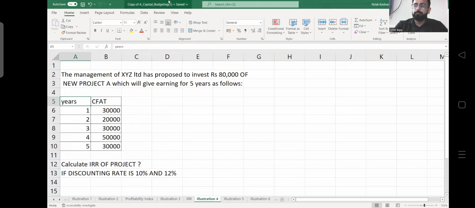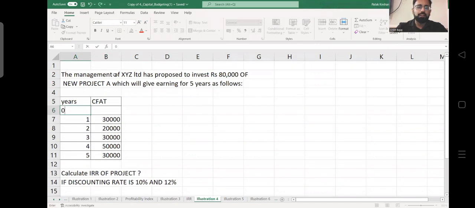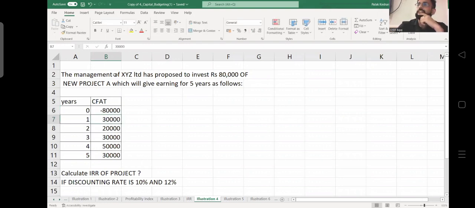Chalo, do it. Here, the question says the management of XYZ Limited has proposed to invest 80,000 rupees towards new project A, which will give earnings for 5 years, right? How much have you invested? You have invested 80,000 rupees. So here itself, I will solve. I will take minus 80,000 here.